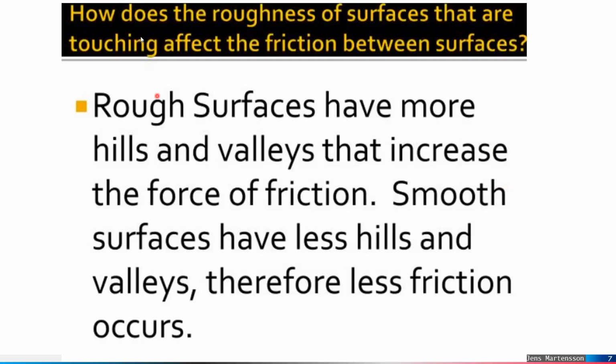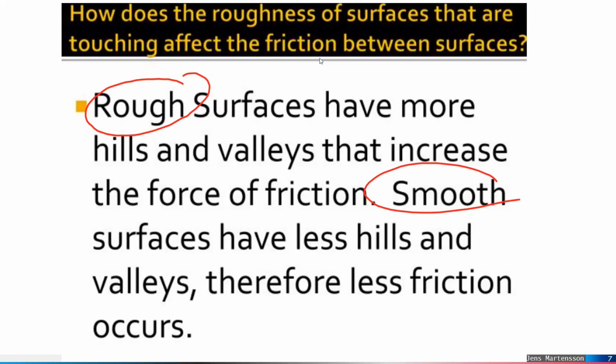So how does the roughness of surfaces that are touching affect the friction between the surfaces? Rough surfaces have more hills and valleys. When you have more hills and valleys, that increases the force of the friction. But smooth surfaces have fewer hills and valleys, so there's less friction. So as we know, there are two types of surfaces: rough and smooth.